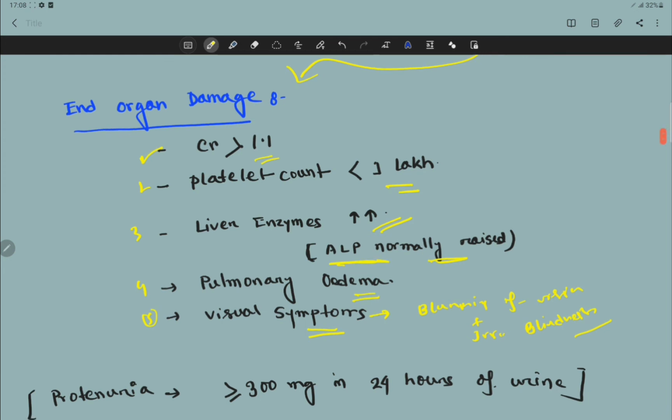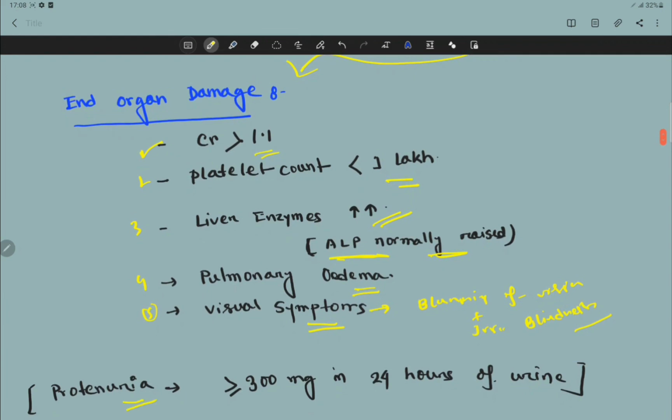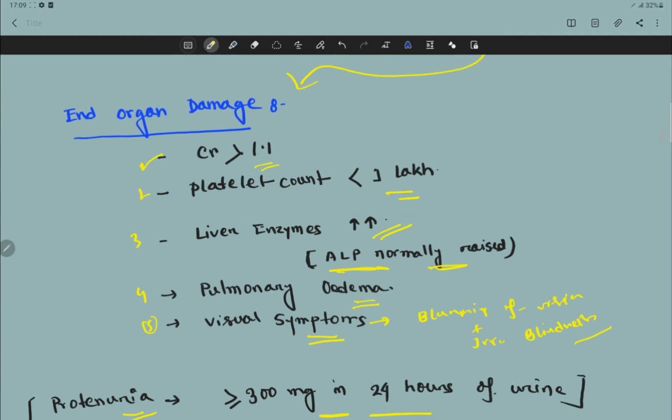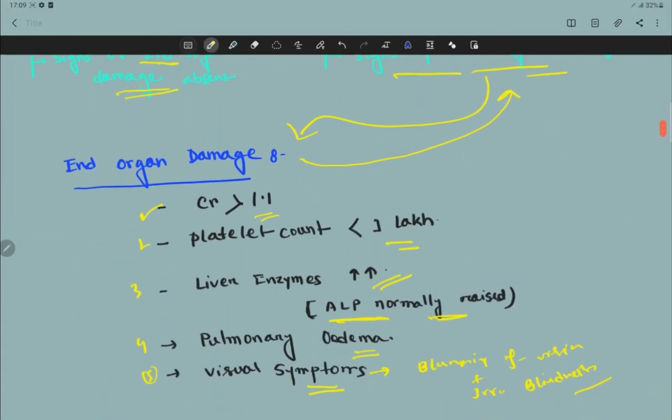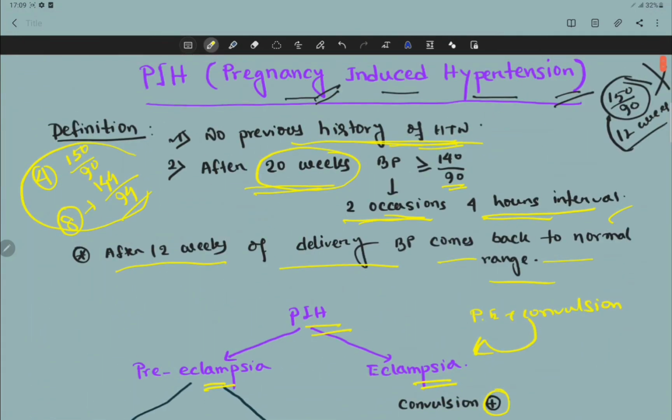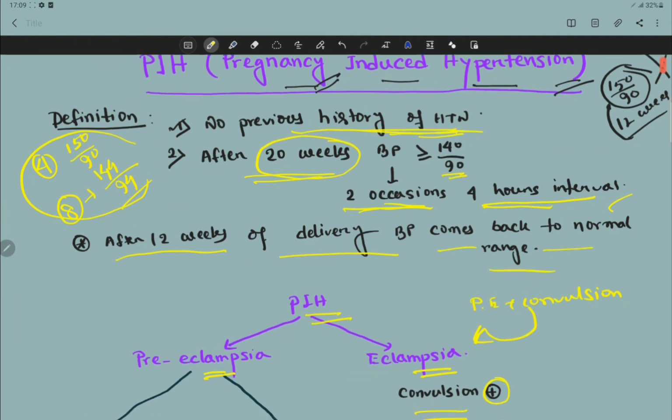And there is one thing you have to remember, proteinuria. If the amount of protein in urine is more than or equal to 300 milligrams in 24 hours, that is called proteinuria. So if end organ damage is present and the BP is more than or equal to 160 by 100, that is called severe preeclampsia.